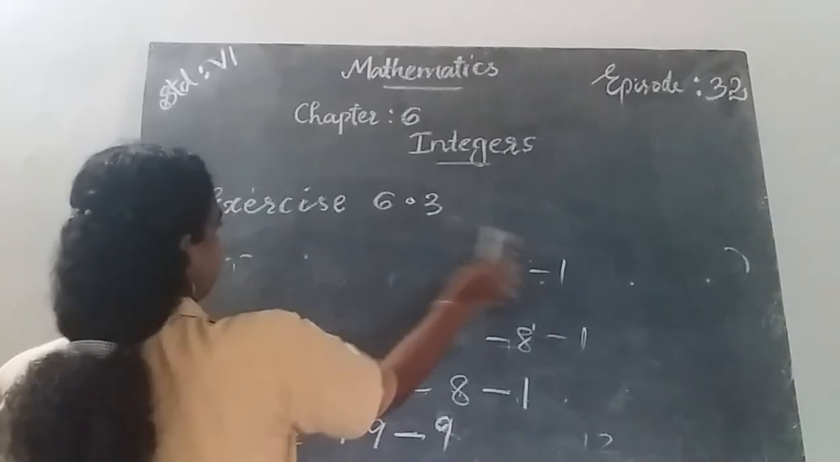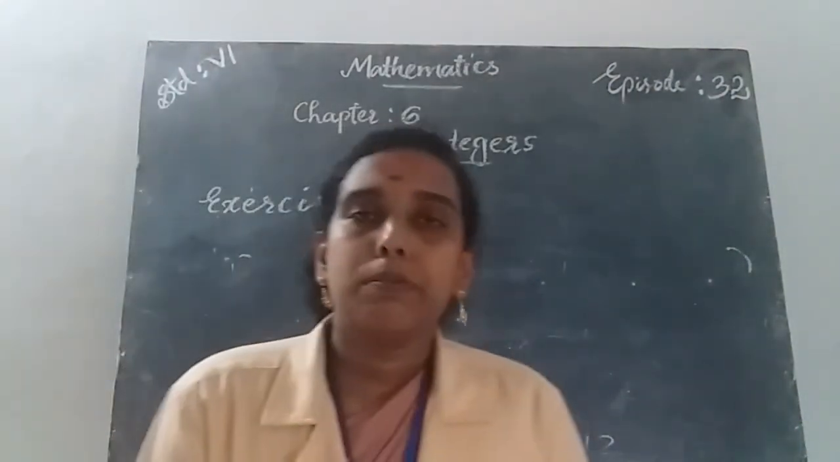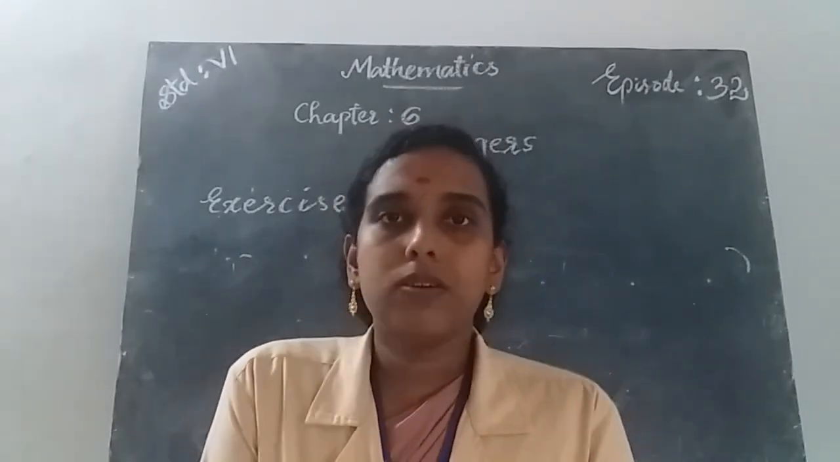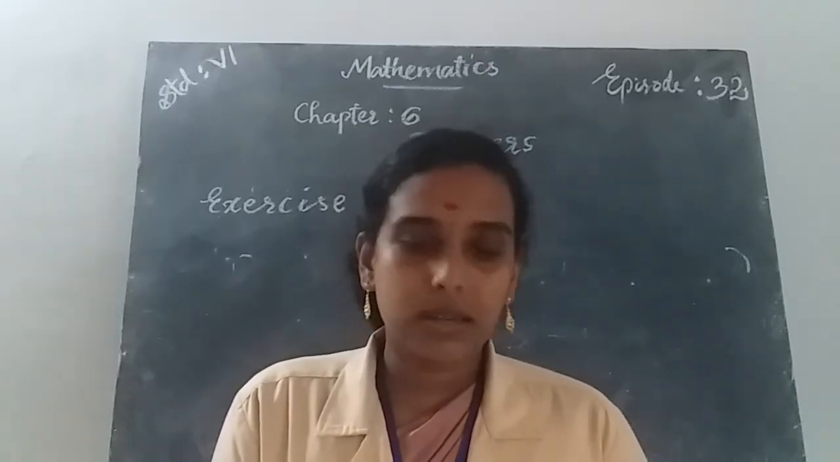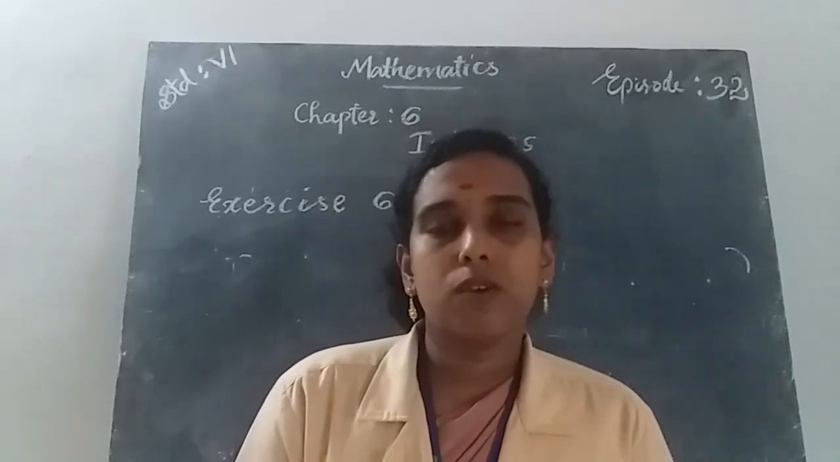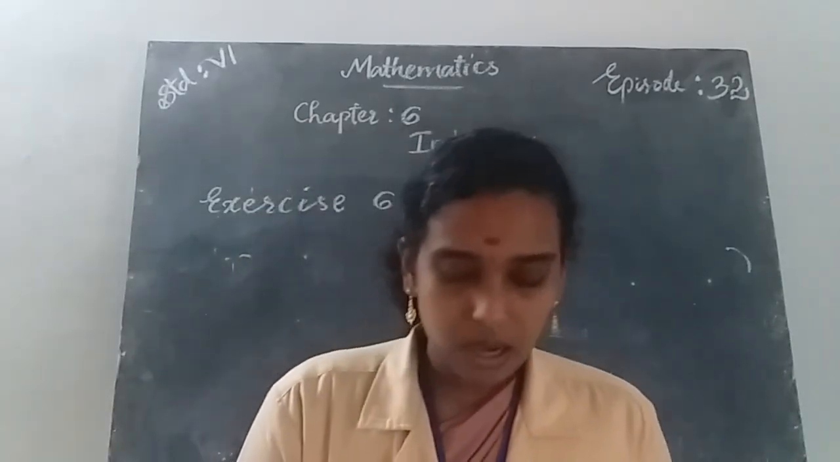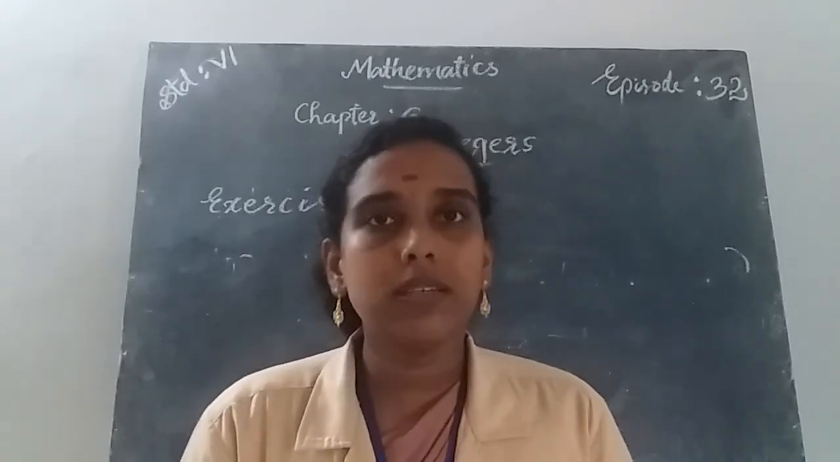Okay. So our exercise 6.3 is over. So our chapter 6 is over. And in this chapter we studied integers and addition of integers on the number line, and also addition of integers, addition of negative and positive integers. Okay. So do your homework properly and send it to my WhatsApp. If you have any doubt, ask me.